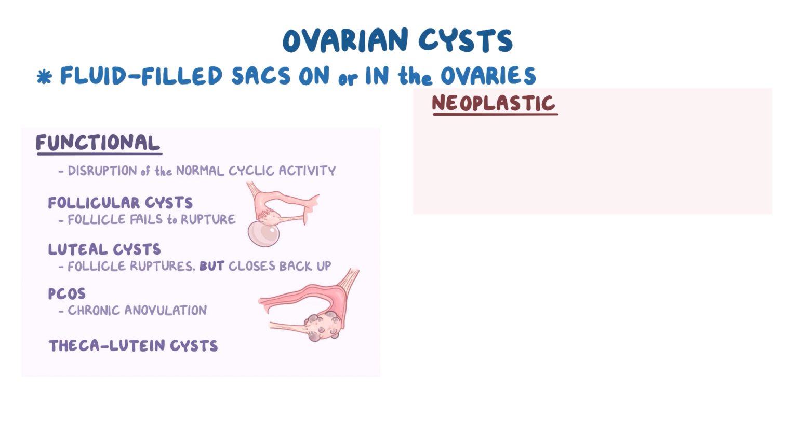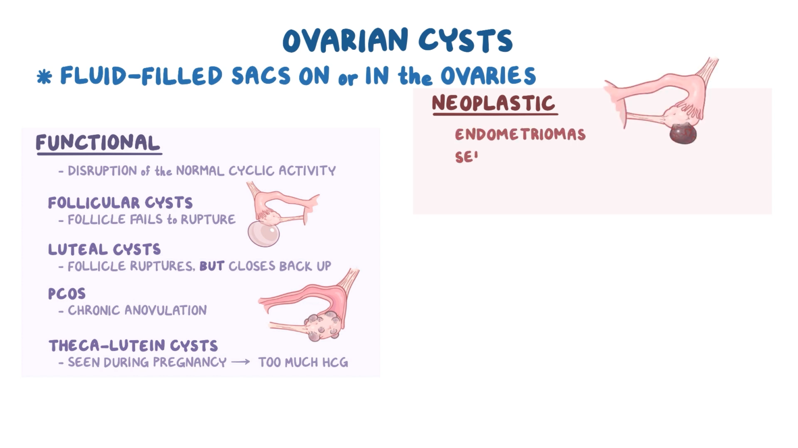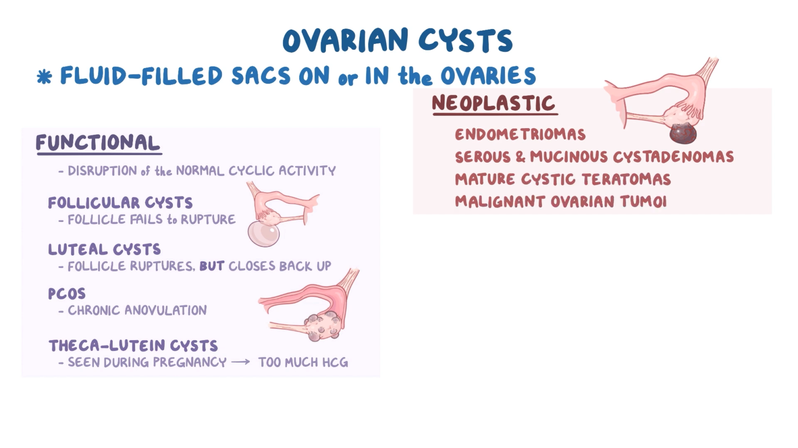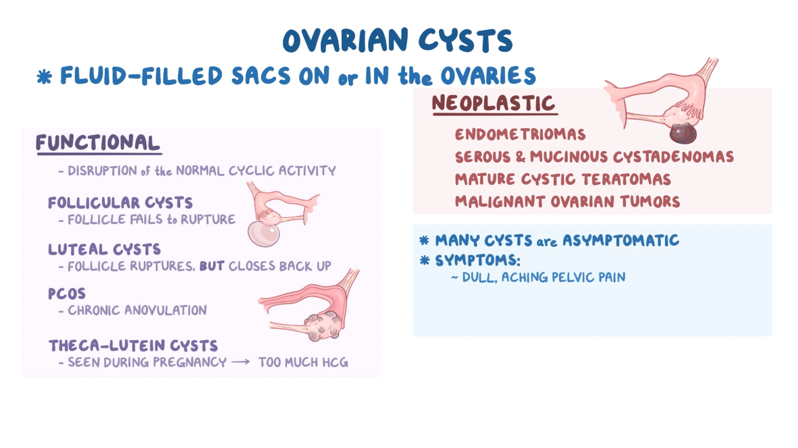Particular types of functional cysts are those associated with PCOS, which happen because of chronic anovulation, and theca lutein cysts, which are only seen during pregnancy when there's too much HCG. On the other hand, neoplastic cysts include endometriomas, serous and mucinous cystadenomas, and mature cystic teratomas, as well as malignant ovarian tumors. Many ovarian cysts are asymptomatic, but when it's symptomatic, a dull, aching pelvic pain is common.